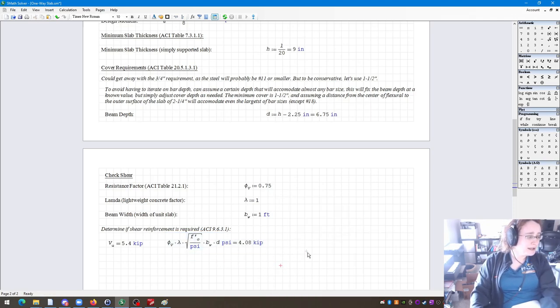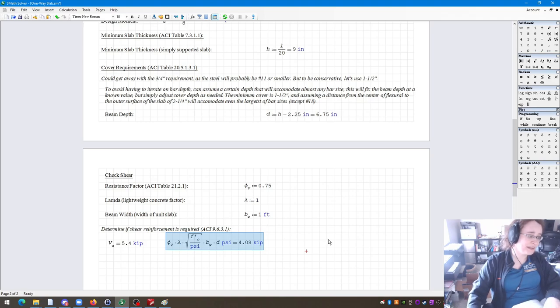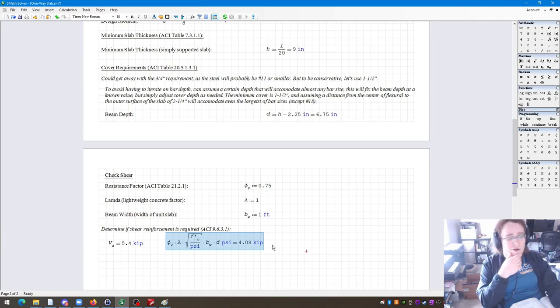So, again, this F prime C B W D is just meant to make the units work. So you need to multiply by PSI to make the units work, and then divide by PSI inside the root. Or again, you can just treat this as: if you're using F prime C, it will give an appropriate unit in pounds. In other words, if you just throw PSI into this equation, it will output a value in pounds.